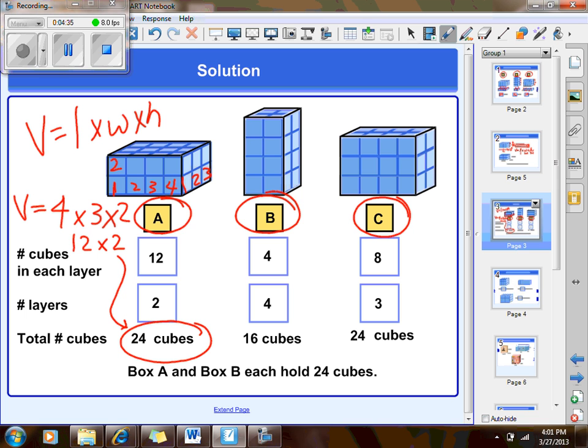I can do the same with prism B. My length is 1, 2. My width, 1, 2. My height, 1, 2, 3, 4. So my volume equals 2 times 2 times 4. 2 times 2 is 4, times 4 is 16 cubes. Pause me now and do part C yourself.